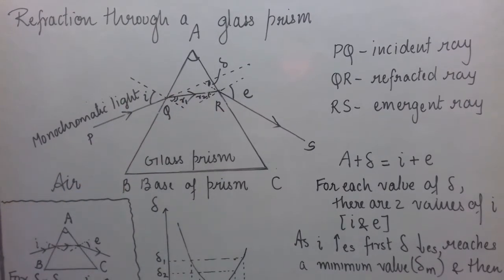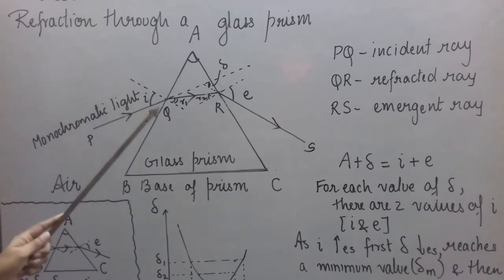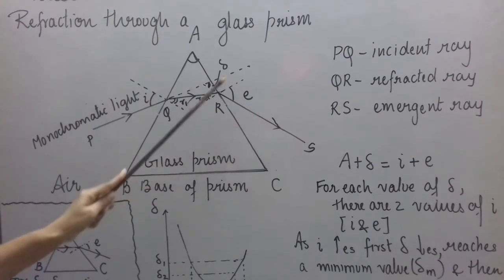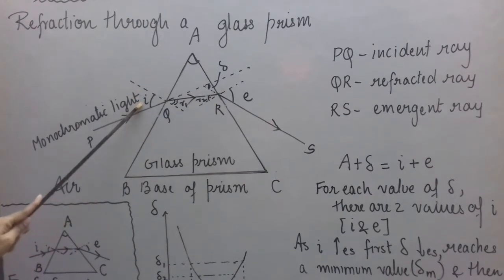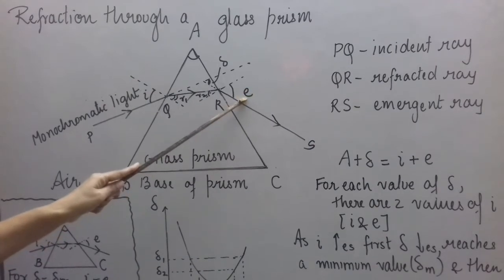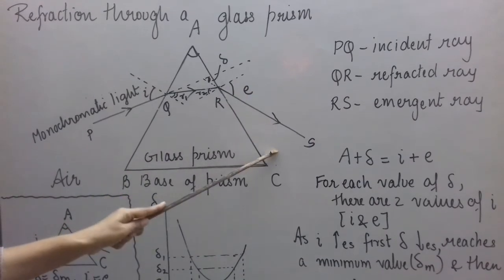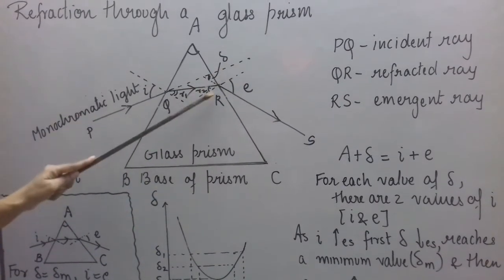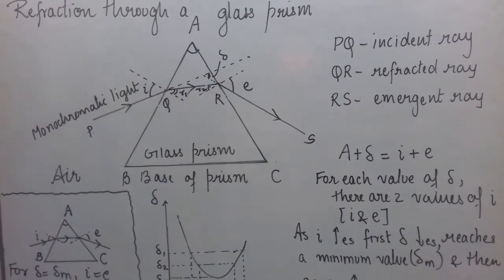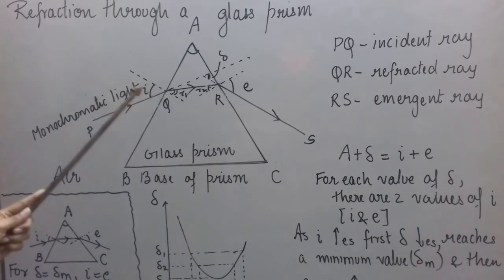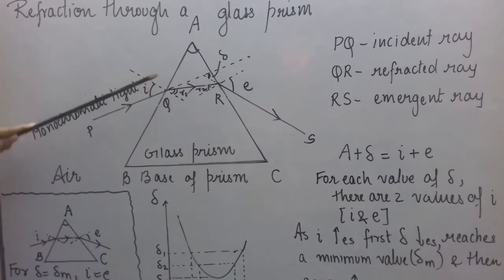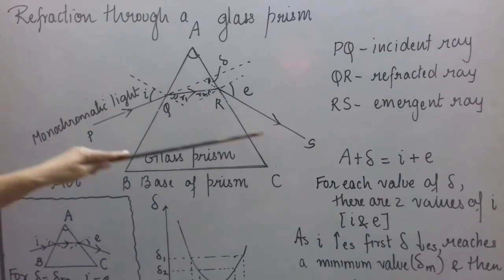But overall we use these symbols only, and instead of calling this the angle of refraction for the second refraction, we consider this the angle of incidence and this E the angle of emergence. It is the angle between the emergent ray, that is RS, and the normal at the point of emergence, that is the normal at R. So one thing we notice is that twice the refraction takes place through a glass prism, first towards the normal, then away from the normal.